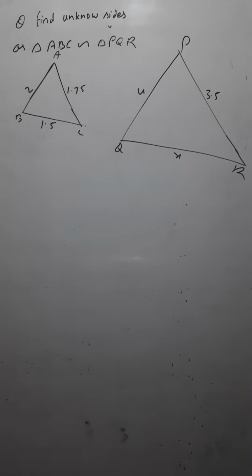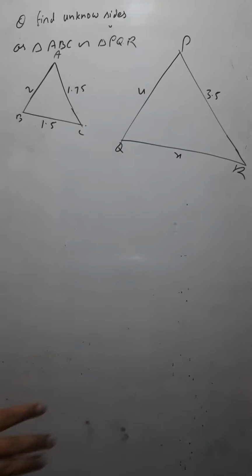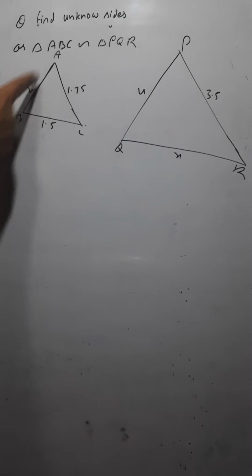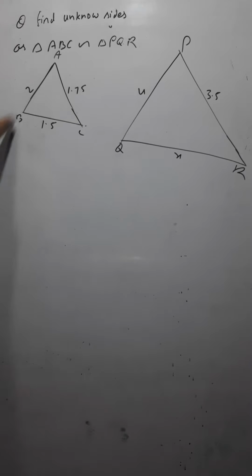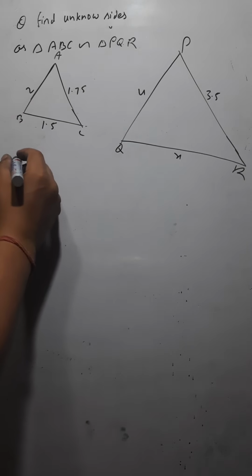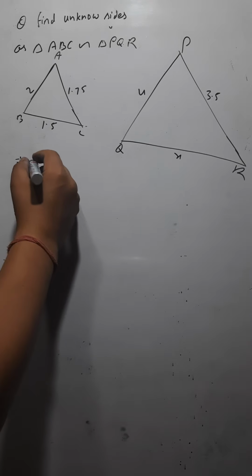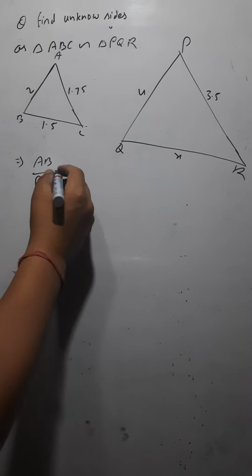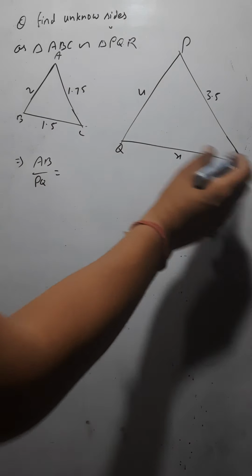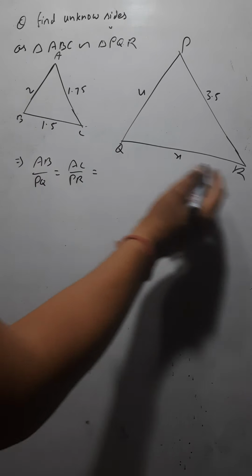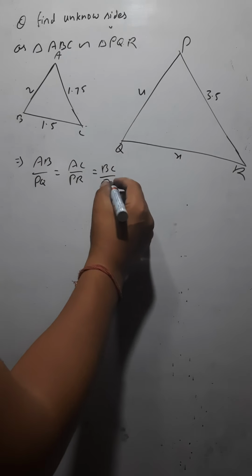Now we know as the two triangles are similar to each other, it means their sides are in the same ratio, isn't it? Because they would be following the condition. That is why they are similar. It implies AB by PQ should be equal to AC by PR, and it should be equal to BC by QR, isn't it?